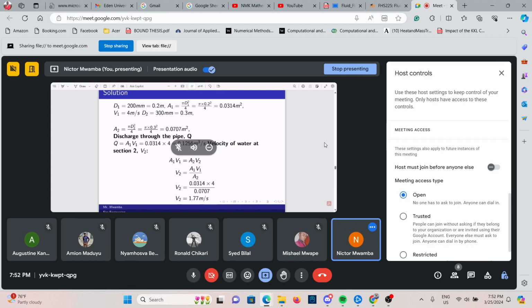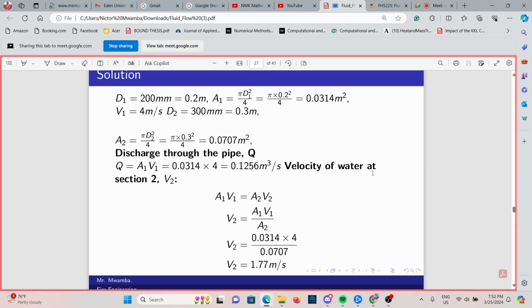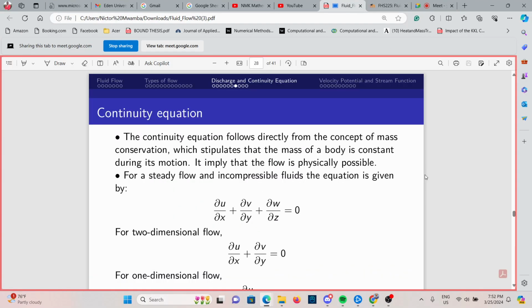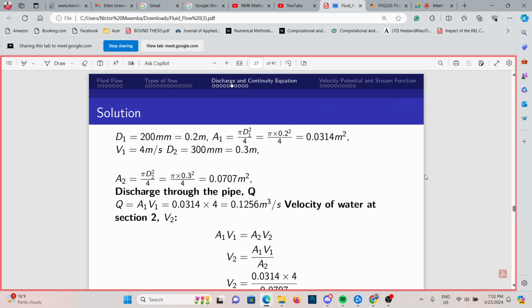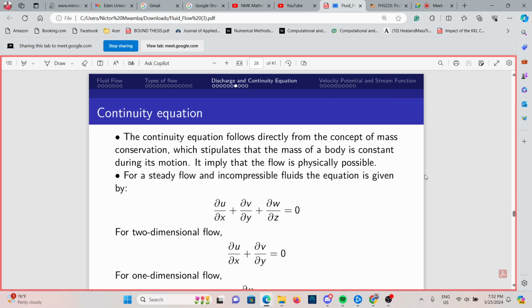Okay, so this is our first problem. So going further, we're going to talk about the continuity equation in terms of partial differential equations.